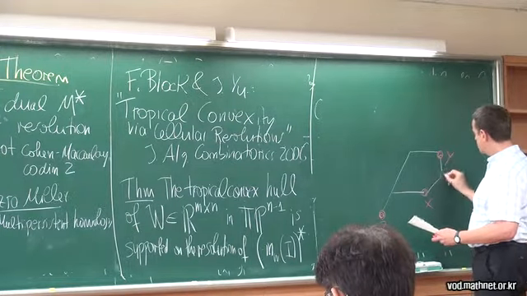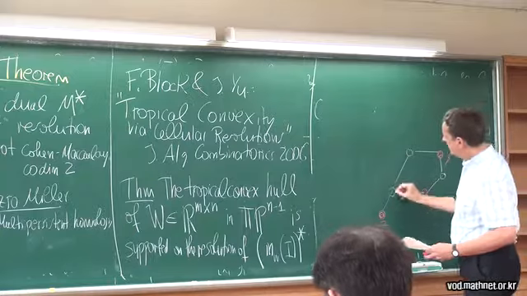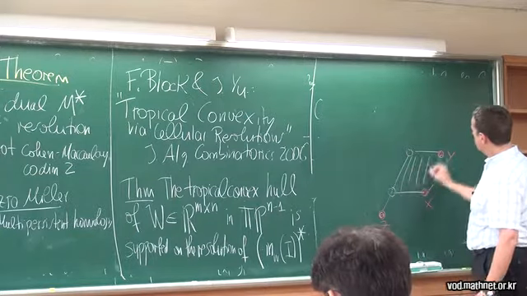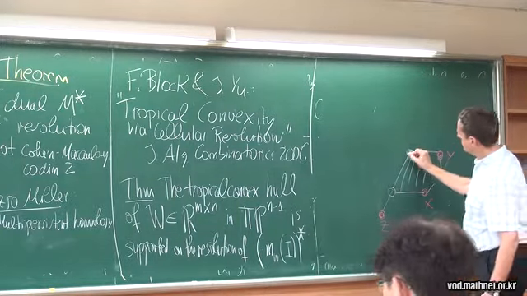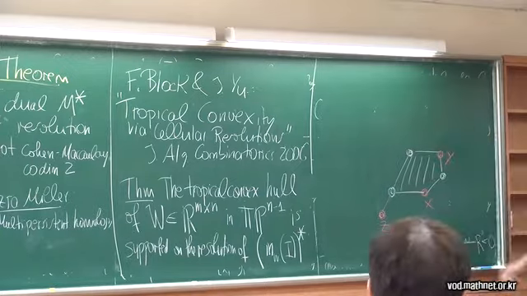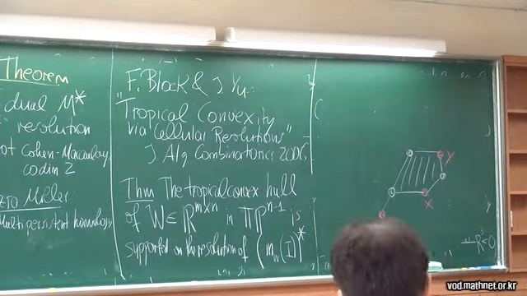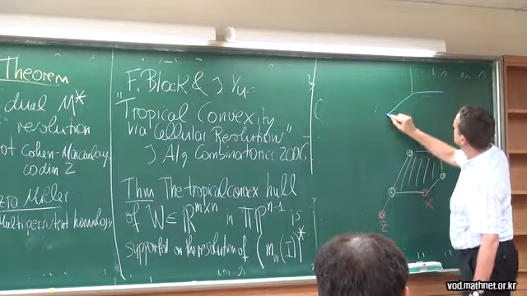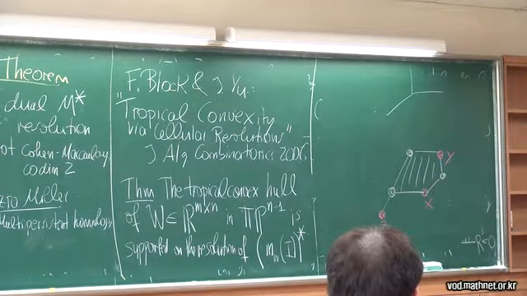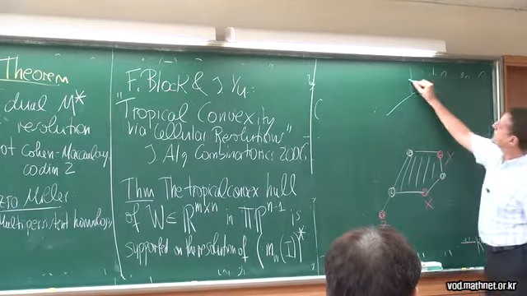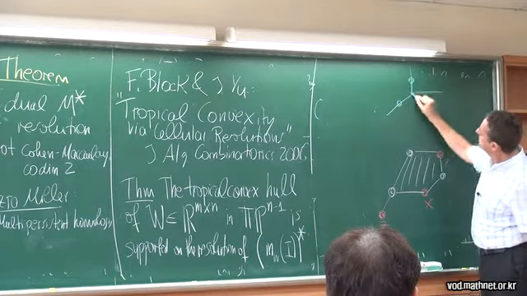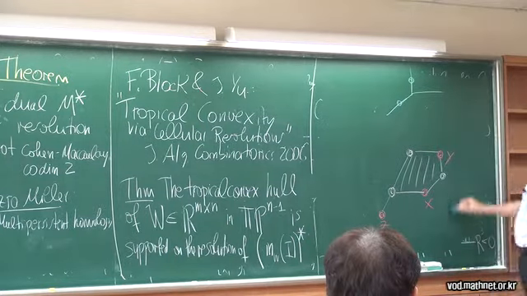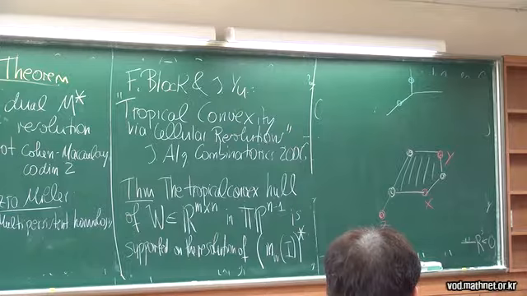All right, so 3 new points are created, and you get this diagram. Okay? So this diagram is the tropical convex hull. Remember that in tropical geometry, this is how a line looks like. So the convex hull of 2 points looks like this. So this is the tropical convex hull of those points.